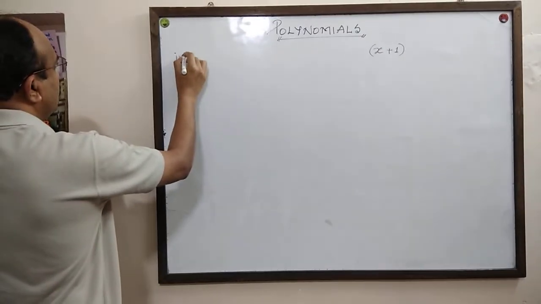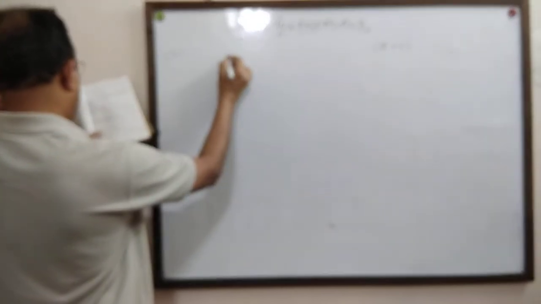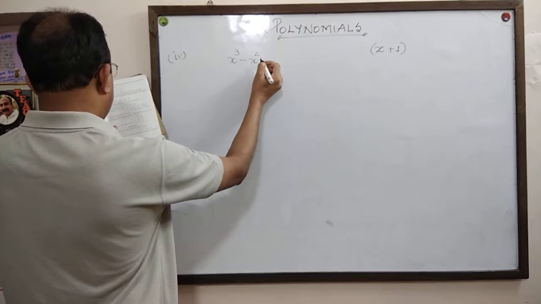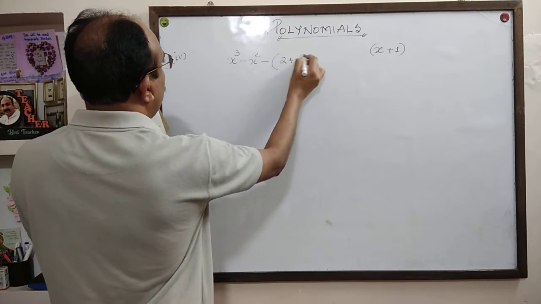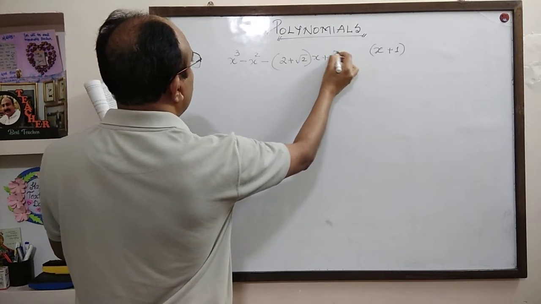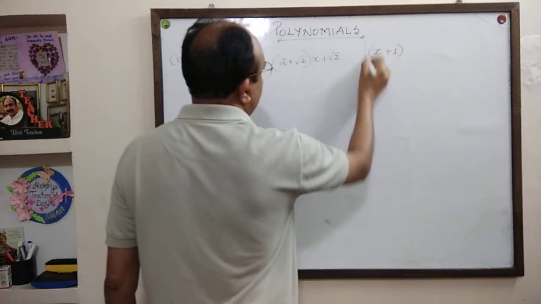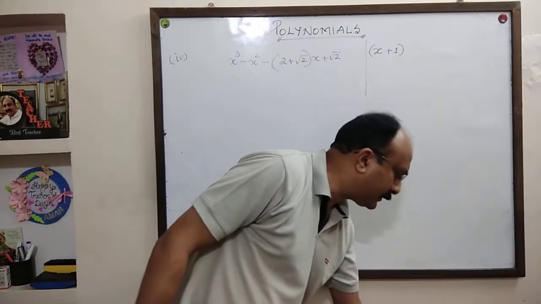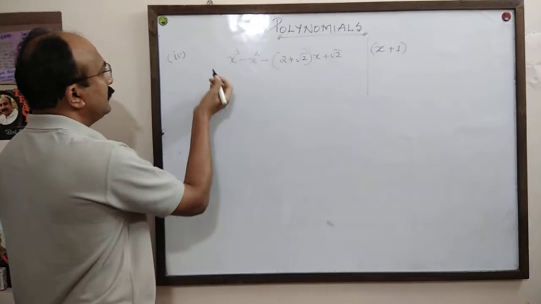Fourth one is x cube minus x square minus (2 plus root 2) into x plus root 2. We have to check whether x plus 1 is a factor of this polynomial or not. So the first step, let p(x) equal to given polynomial.